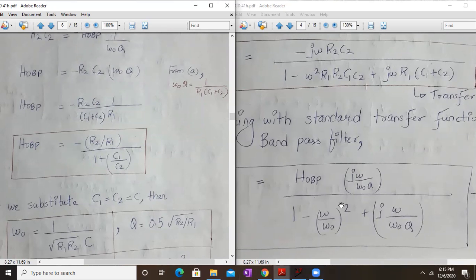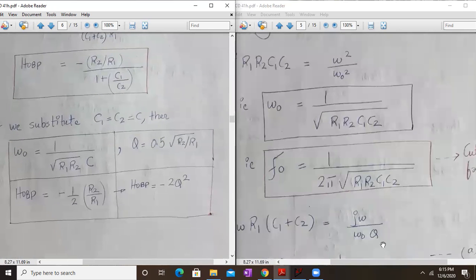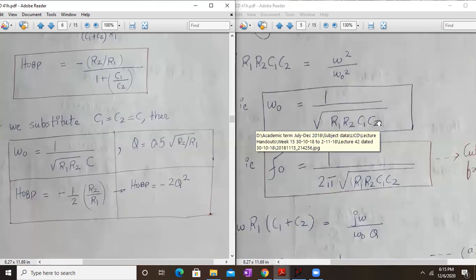Okay, and now we can substitute. If we substitute C1 equal to C2 is equal to C, then omega naught will be 1 upon square root of R1 into R2 into C squared, because C1 and C2 are same as C, so it will get removed from the square root. So the new frequency will be 1 upon square root of R1 into R2 into C.